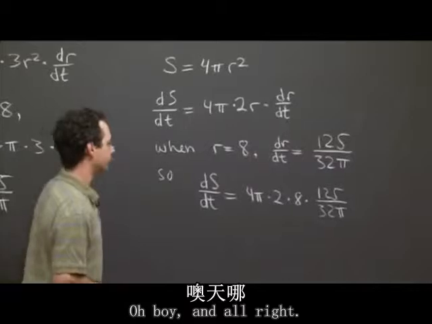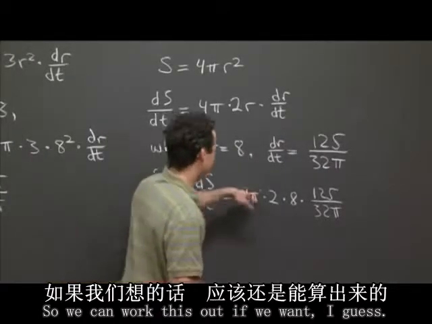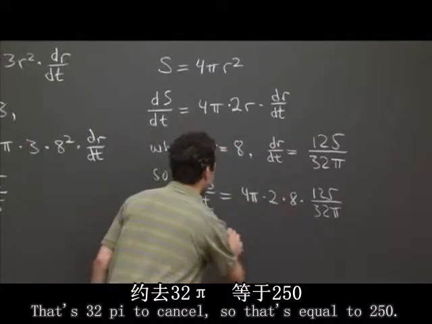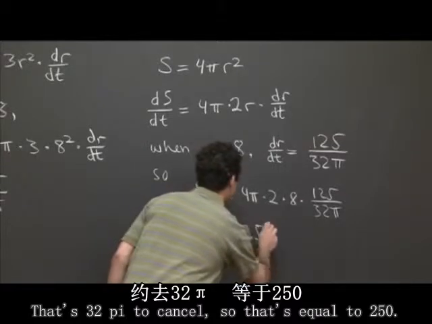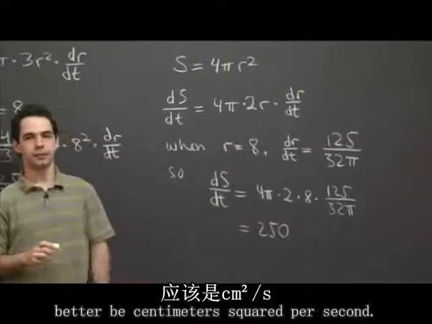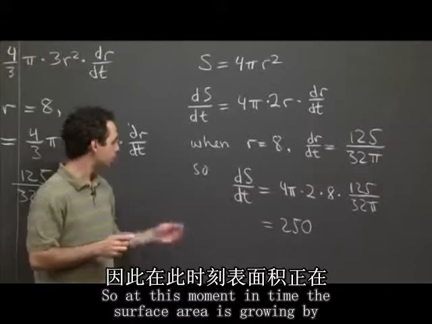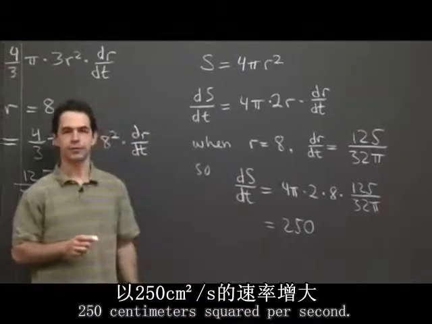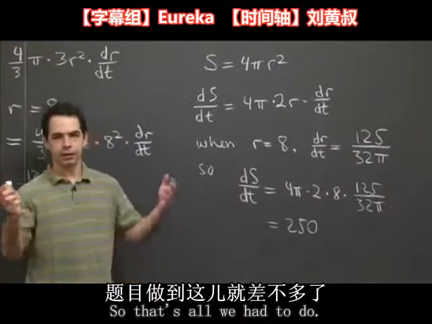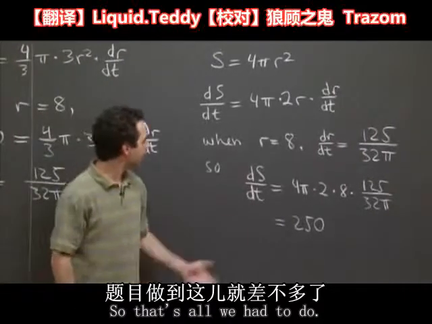We can work this out if we want. The 32 pi cancels, so that's equal to 250. And the units there had better be centimeters squared per second. So at this moment in time, the surface area is growing by 250 centimeters squared per second. So that's all we had to do. We're all set.